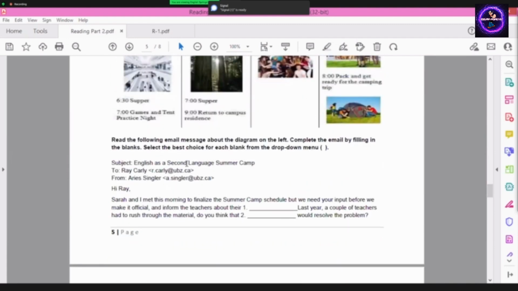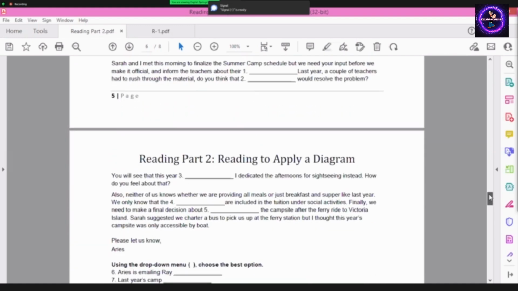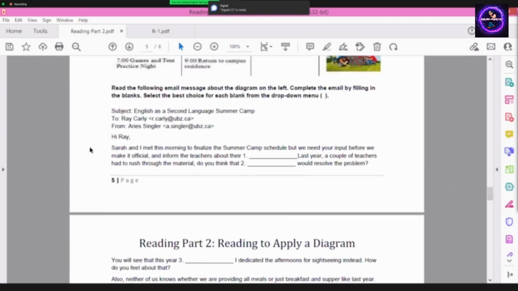Subject is English as a second language summer camp. Okay, it's ESL summer camp. To Ray Carley from Aries, singular. So Aries is writing to Ray. So Ray becomes the receiver. Aries is your writer. That's clear now. So we're reading the first sentence. Sarah and I. Sarah is the third person. I is referring to Aries. Sarah and I met this morning to finalize the summer camp schedule, but we need your input before we make it official and inform the teachers about their dash.